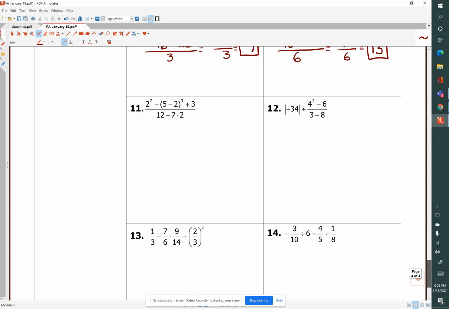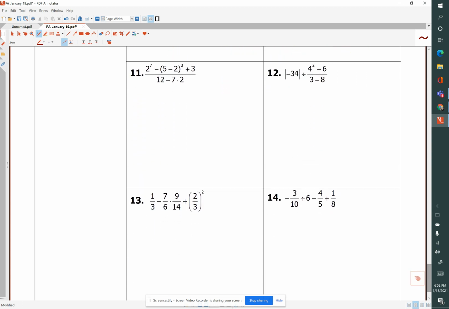And let's see, we have 4 more problems, so let's do 11 and 12. I hope you try them on your own before you have me do them. It's good to exercise your brain a little bit. But what we have in number 11 is 2 to the 7th power minus the quantity of 5 minus 2, and all of that is raised to the 3rd power plus 3. And in the denominator, we have 12 minus 7 times 2.